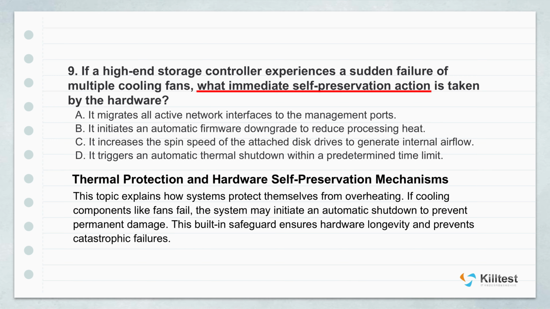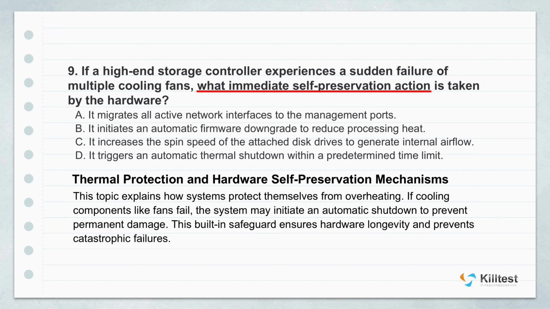This raises an important question about exactly how hardware prioritizes threats. The correct answer is D. It triggers an automatic thermal shutdown within a predetermined time limit. Because if those massive industrial fans die, that metal box turns into a pizza oven in seconds. Literally seconds. The processors inside these controllers generate an immense amount of thermal energy. If the fans fail, the temperature spikes exponentially.